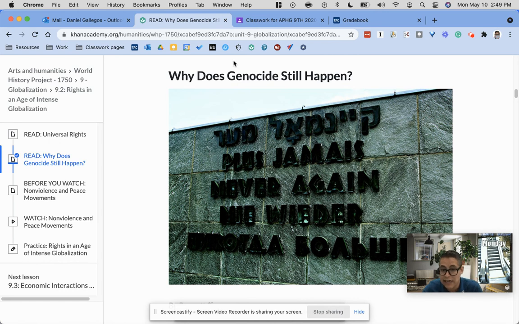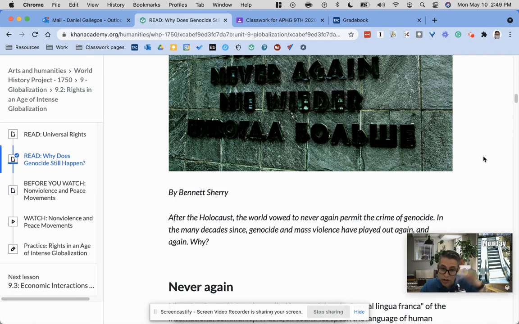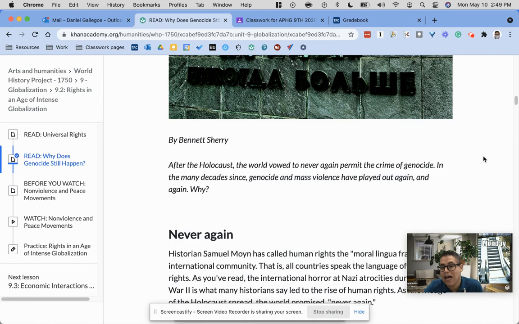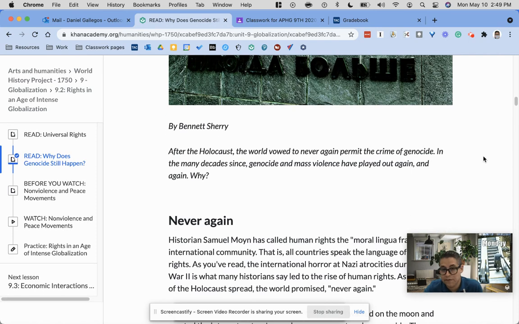And if you don't know what genocide is, this is when a group of people are systematically eliminated by either another group or by a government. So what this article is going to be about, as you saw in the skimming, is why this keeps happening and where it has happened again.